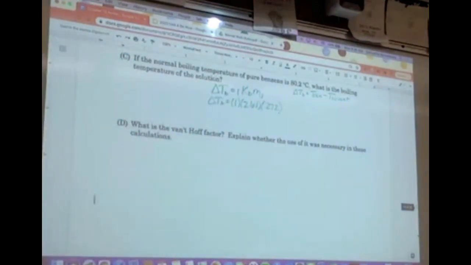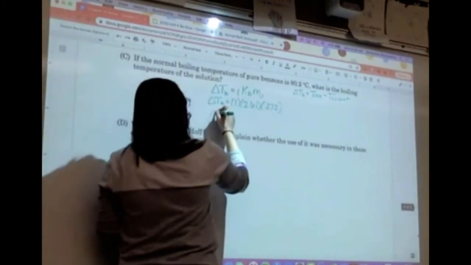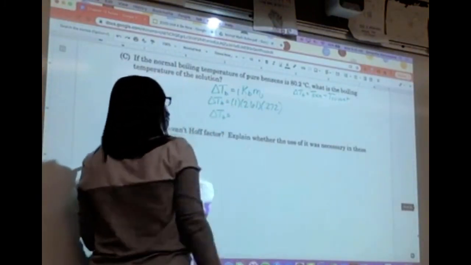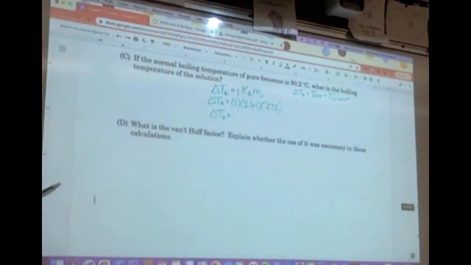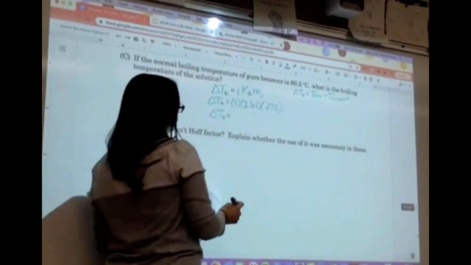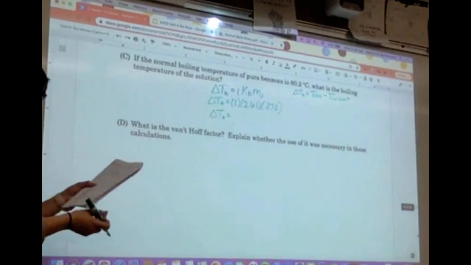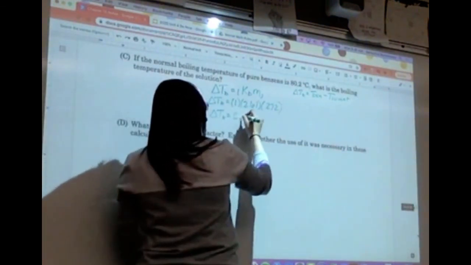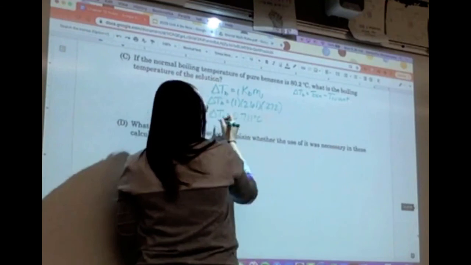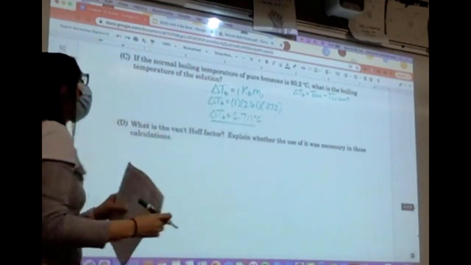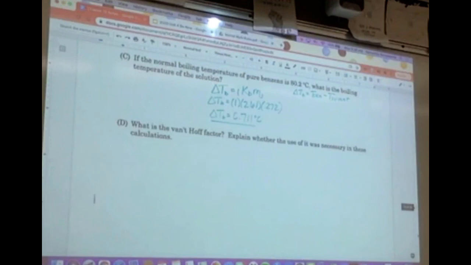0.272 moles per kilogram. So the change in boiling point is 1 times 2.61 times 0.272. If we plug this into our calculator, 2.61 times 0.272 is 0.711 degrees Celsius. Now that is the change in boiling point. So that means from the solvent to the solution, the boiling point will change by 0.711 degrees Celsius.